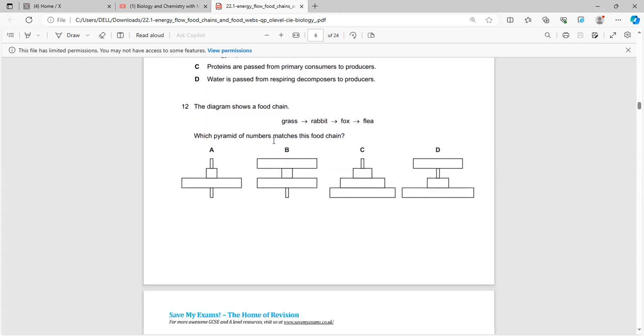Now, we have to correctly identify the pyramid of numbers. You need to know that the pyramid of biomass and the pyramid of numbers are exactly opposite to each other. Obviously, the grass will be in the most amount. So the pyramid which features grass should have the greatest width underneath, and the pyramid of biomass will be naturally completely opposite. As we go down the food chain, the number of organisms needs to decrease. So these are the rabbits, and the fox will be only one.